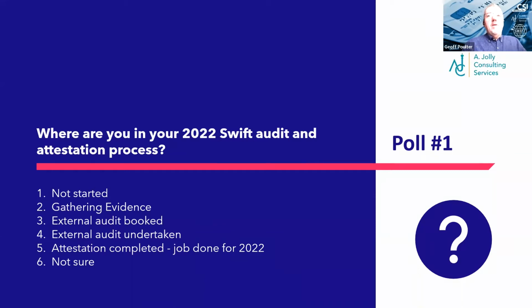Now, I'm not sure I can actually see who's voting and who isn't, but I think we'll get the outcome shortly. Here we go. Right. Okay, that's great to know. So we've got 13% of people have not started, 47% are still gathering evidence, 13% have booked their audit.